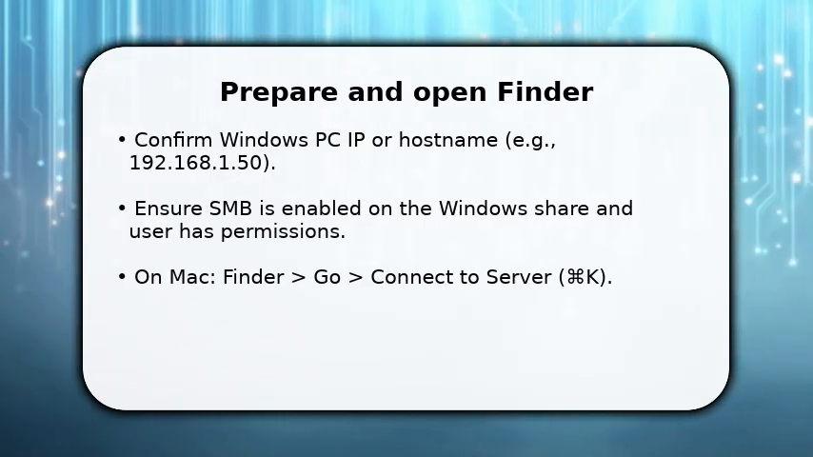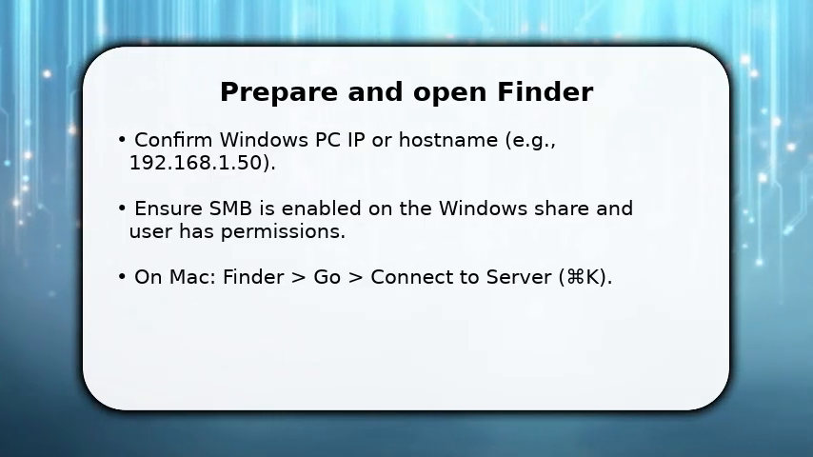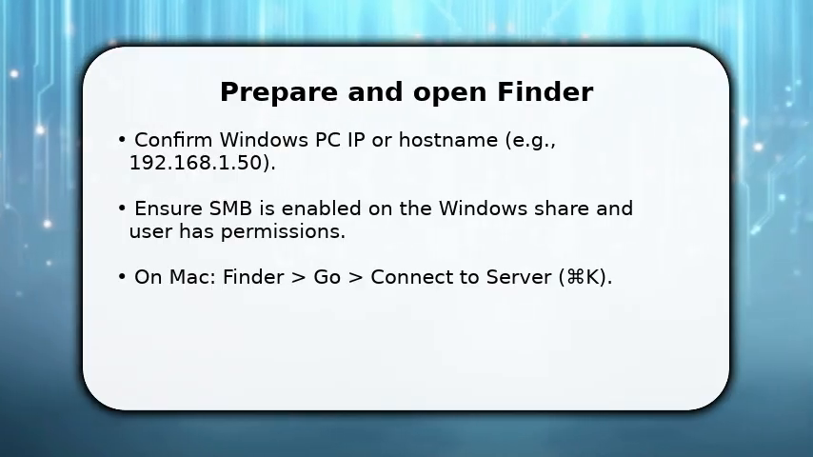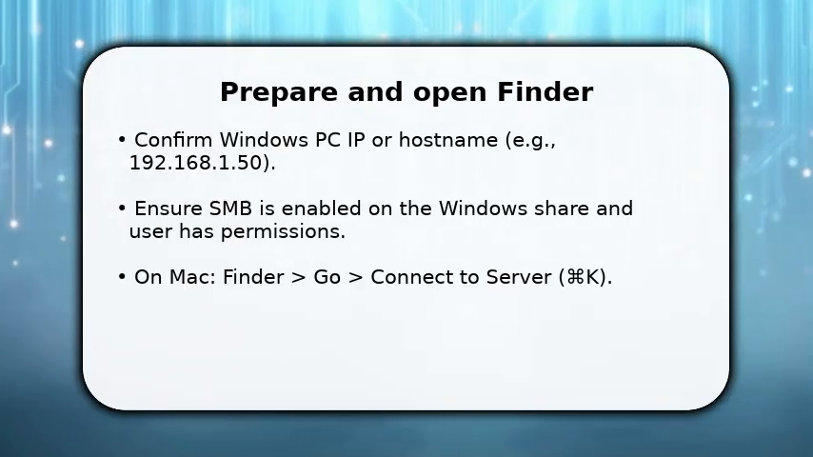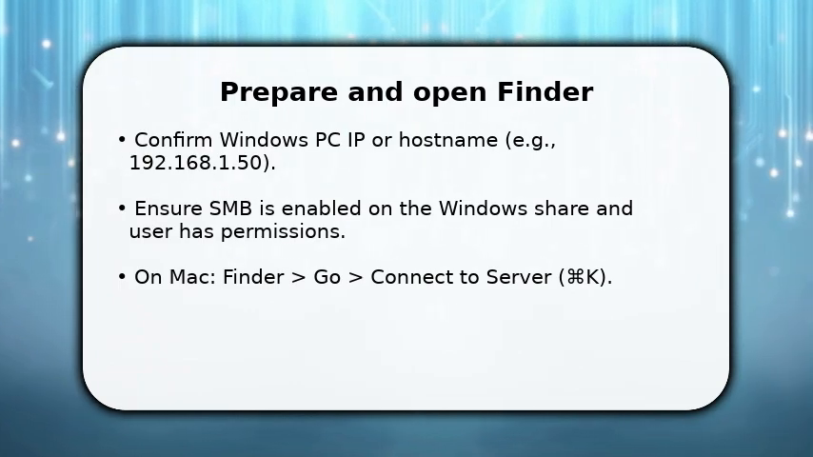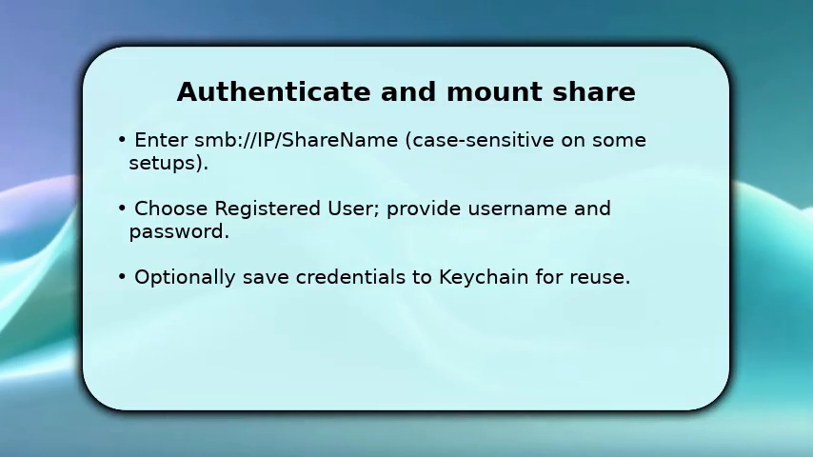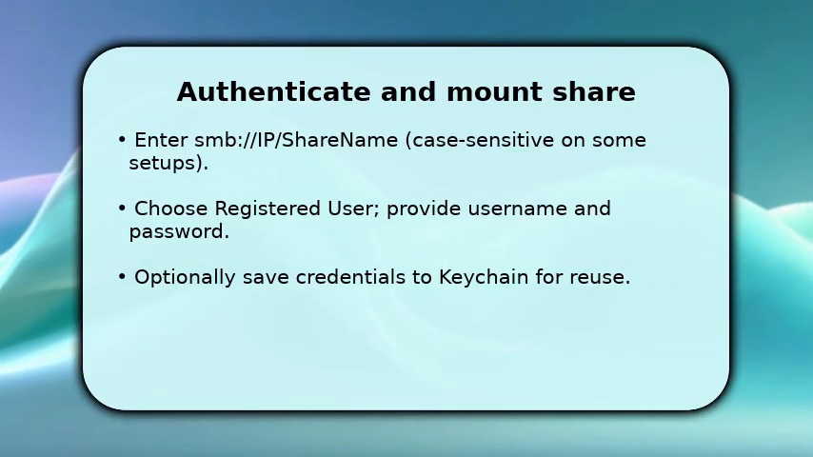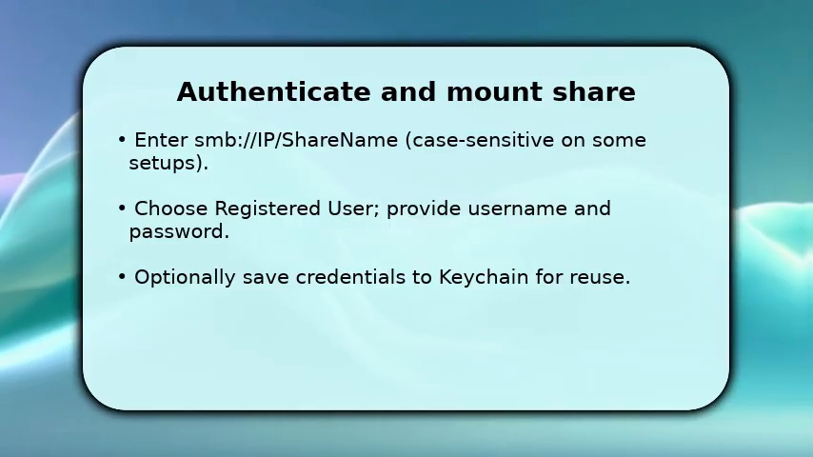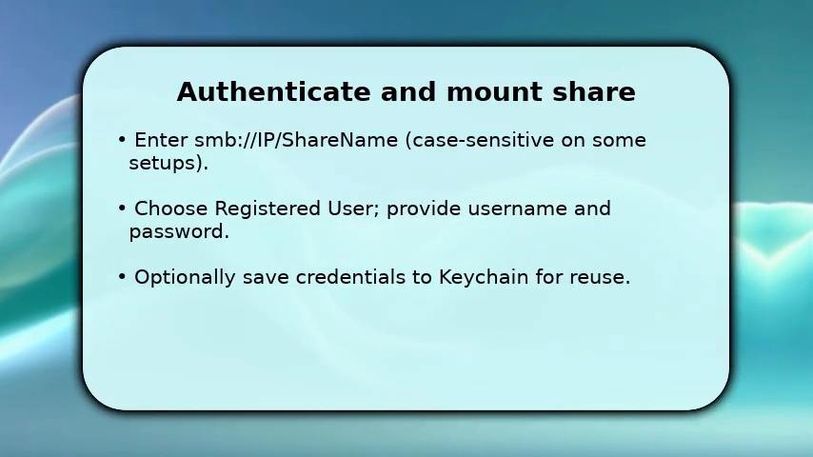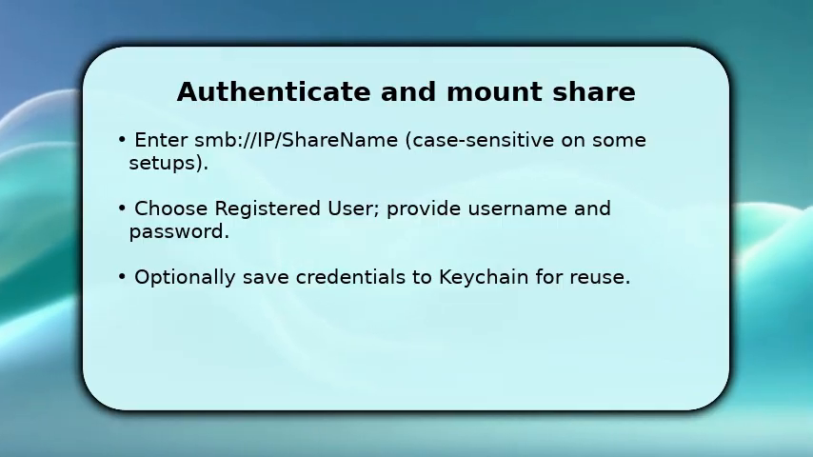You do this so macOS uses the SMB protocol that Windows shares commonly use, making the link reliable. Entering the correct path now avoids permission errors later. Once the server address is entered, press Connect and you'll be prompted for authentication. Choose Registered User and enter the Windows account credentials. This ensures you access the share with the right permissions and not as a guest.